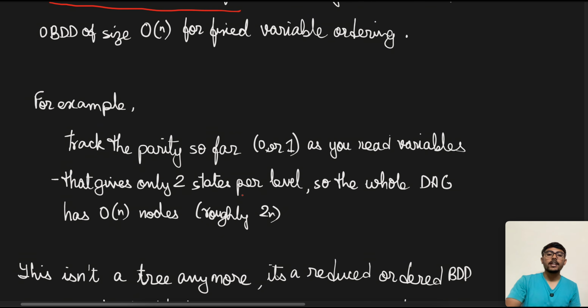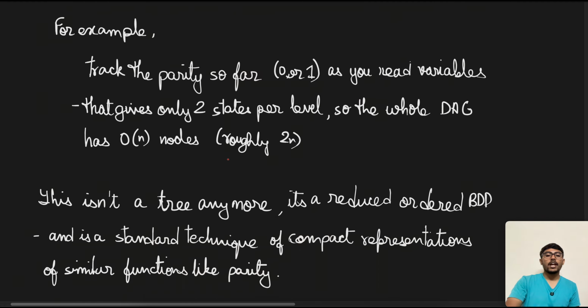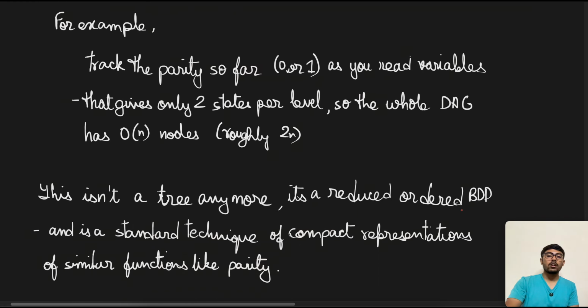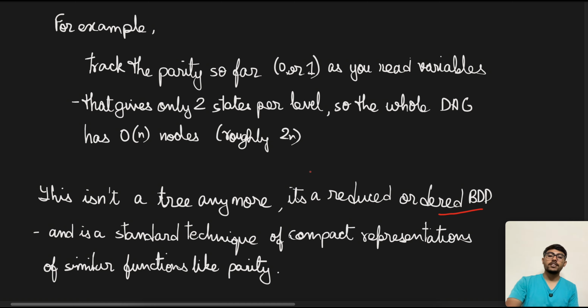This particular thing, as we will see in the diagram below, is no longer a tree now, right. It is more of a DAG, which we will see, and see how it is different from that. It is reduced to an ordered BDD, which is a binary decision diagram, and is a standard technique for compact representation of similar functions like parity.